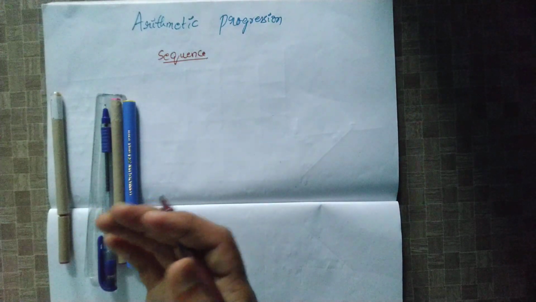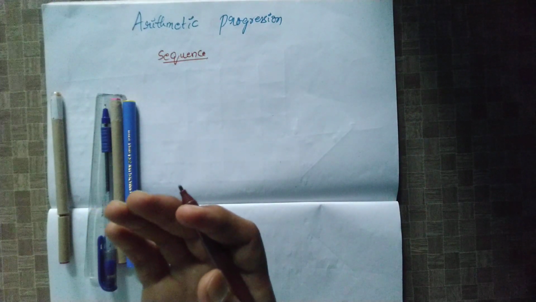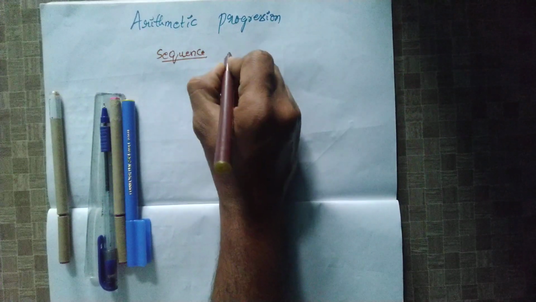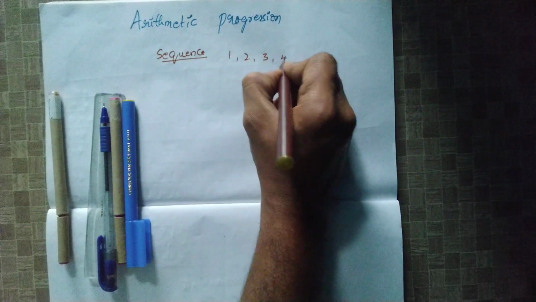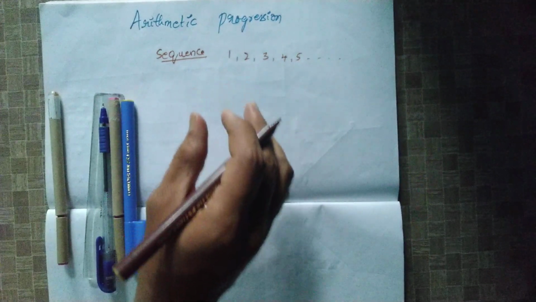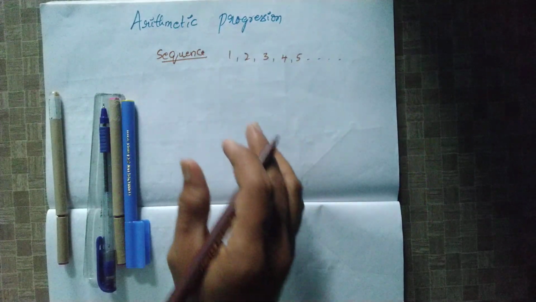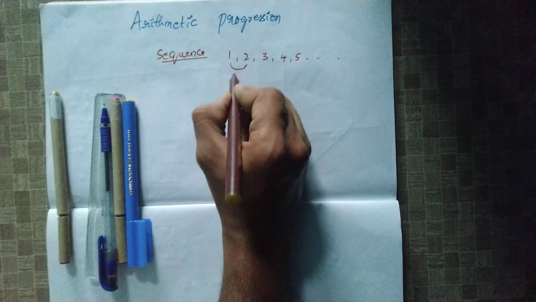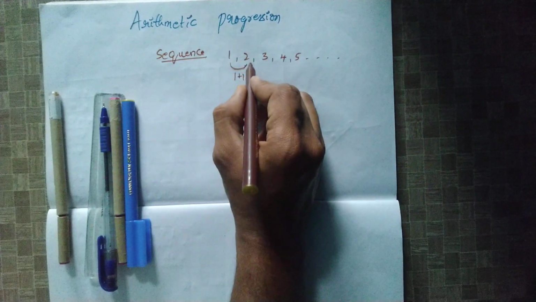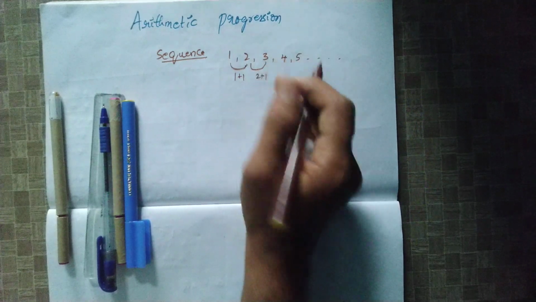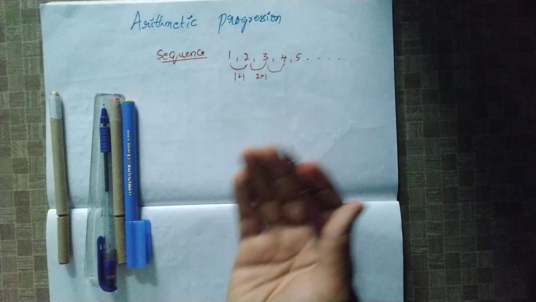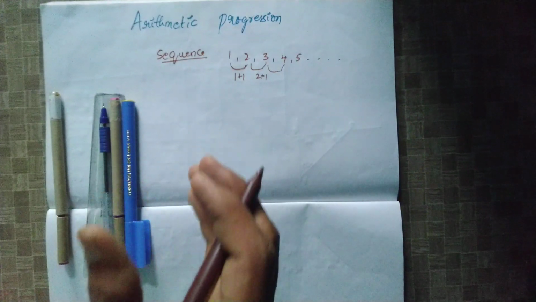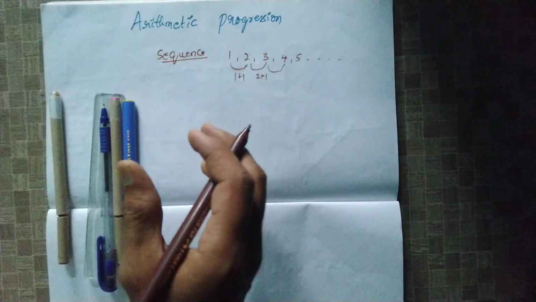When some numbers are arranged in a definite order according to a definite rule, they are said to form a sequence. For example, if there are numbers 1, 2, 3, 4, 5 and so on, they are arranged in a definite order. By this pattern, 1 plus 1 will give you 2 and 2 plus 1 will give you 3. So this arrangement of numbers is called a sequence.